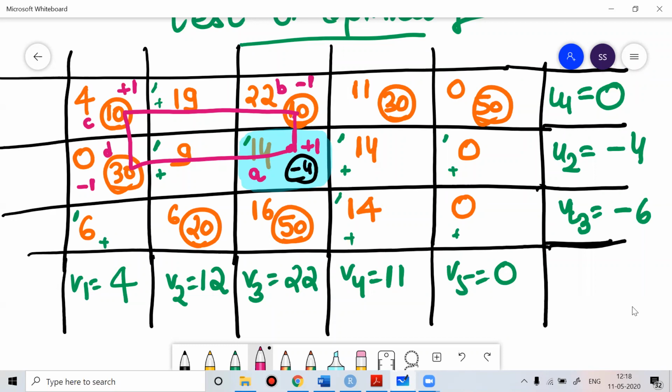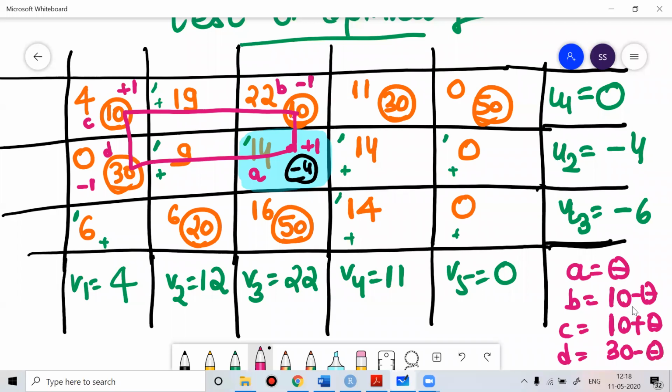So A I'm writing as theta. A is theta, that value is negative, you have to make it positive. So B will be, it's a negative sign, 10 minus theta, and C will be 10 plus theta, plus sign, and D is 30 negative, so D would be 30 minus theta.